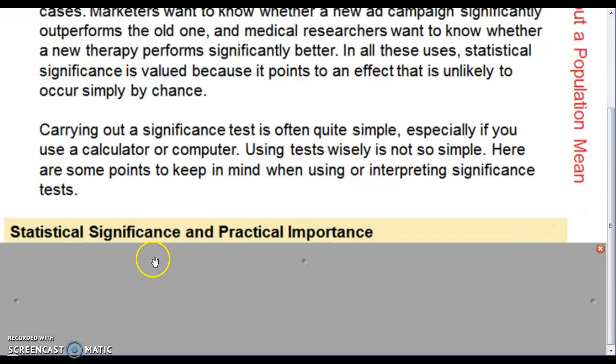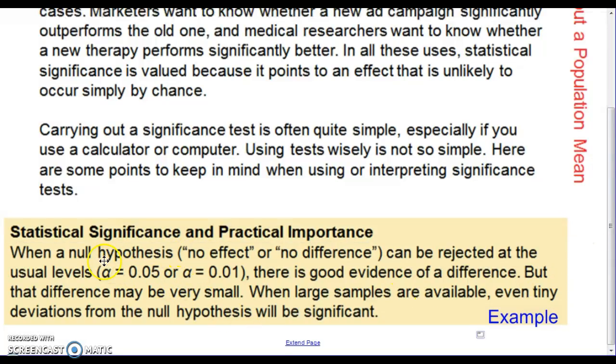First one, statistical significance and practical importance. When the null hypothesis can be rejected at the typical levels, there's good evidence of a difference, but that difference may be very small. If you have a very large sample available, you can detect very tiny deviations.